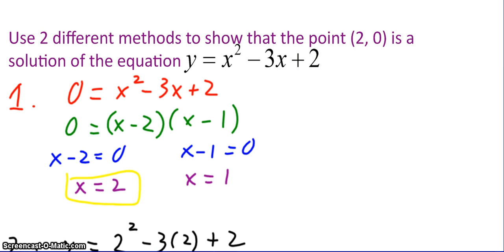So the first one I did was I plugged in the y value to the equation and I solved for x. So if I plug in 0 for y, I can factor the right hand side of the equation into (x minus 2) and (x minus 1), set each factor equal to 0 only because the equation equals 0, and when I do that I get x equals 1 and I get x equals 2. So there are actually two values that make that equation true, but in this case all I was looking for was x equals 2, so I verified that the point (2, 0) is a solution.